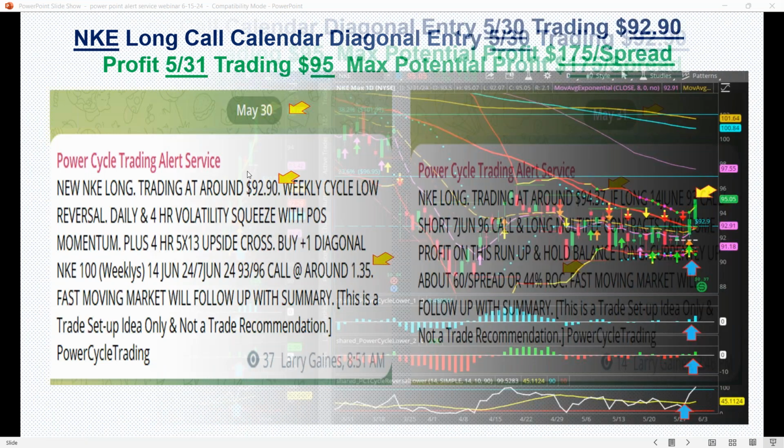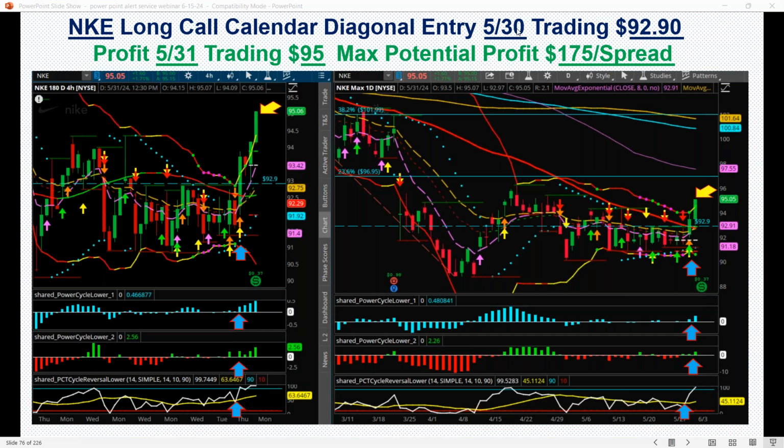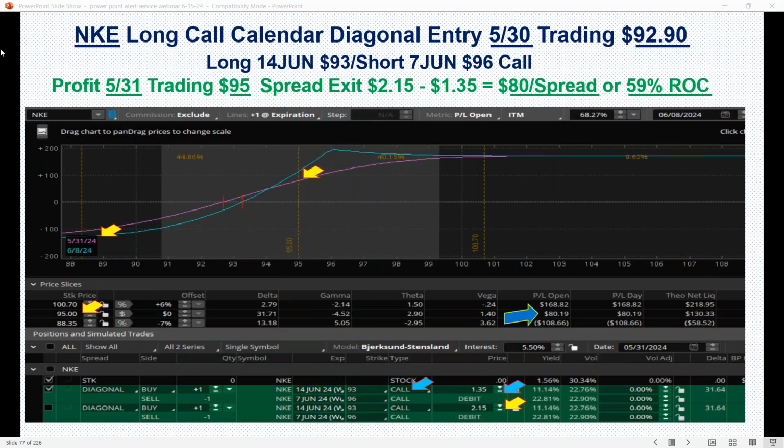Again, you may decide you don't want to do anything. So here it was the next day. We got into it on the 30th at 92.90, and now it's trading at 95. So you may have just bought the shares, or bought calls outright and stayed with it, or you could have done this trade. It had a potential max profit of 175. Then we took some profit here on the 31st. It was trading up at 95, so 92 to 95. Now you can see the spread. We got into the spread at $1.35, and now it's at $2.15. So we're up 80 bucks, a 59% return, in that one-day period. That was just a look there.